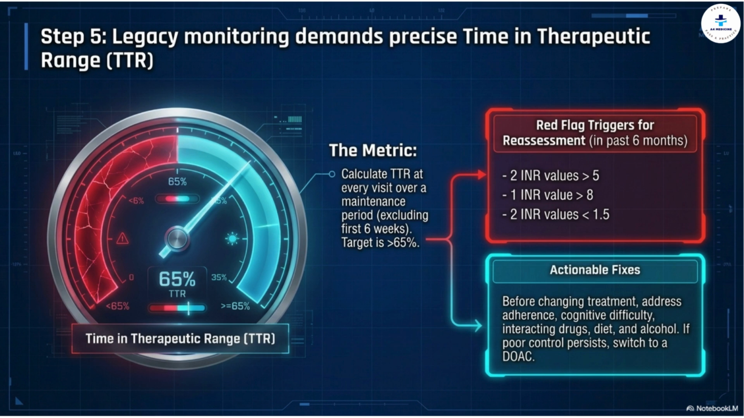This section explains how warfarin quality is assessed and when to consider switching therapy. Warfarin quality is measured by TTR, which is time in the therapeutic range. Target is above 65%. Poor control may reflect adherence, diet, or interactions. These could be corrected first. If control remains poor, switching to a DOAC is appropriate.